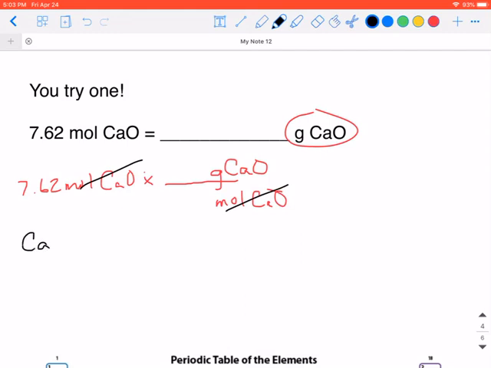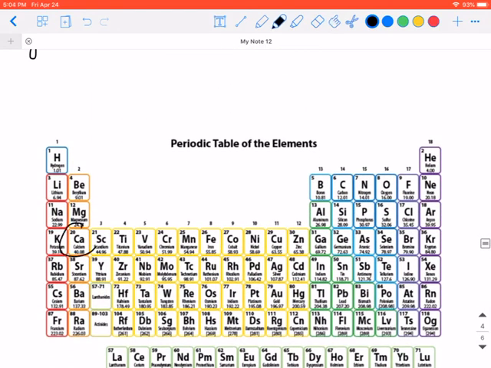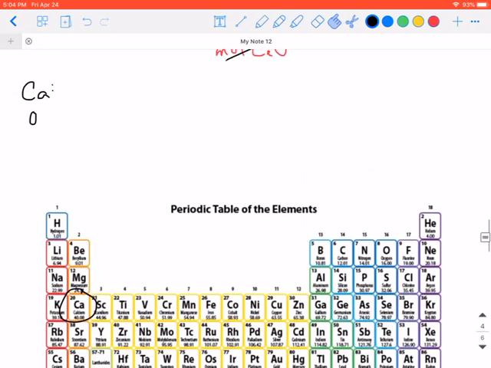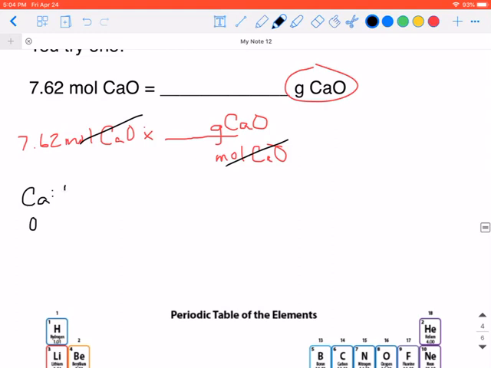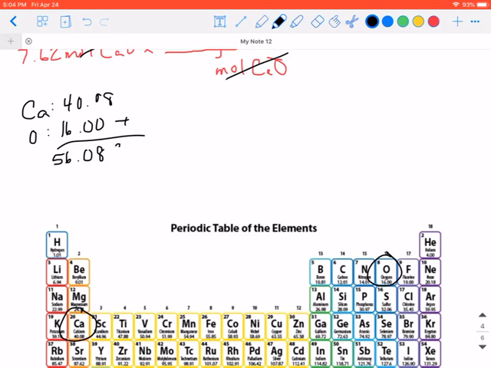Right, I have calcium and I have oxygen. So if I look at the periodic table, calcium has a molar mass of 40.08. Okay, 40.08. And then oxygen has a molar mass of 16. Okay, so I'm going to type 16.00. So when I add those two things up, I get 56.08 grams per mole.